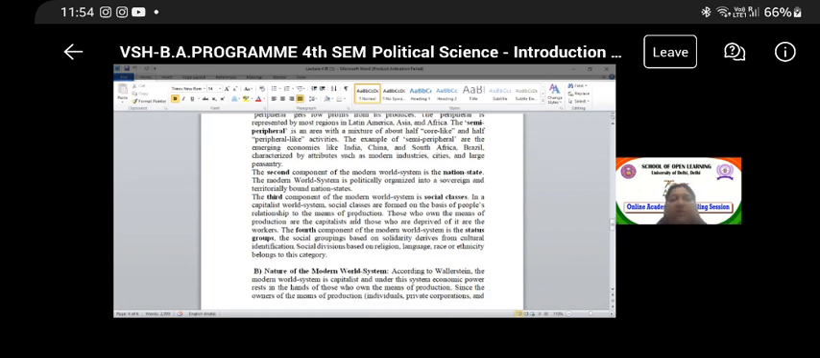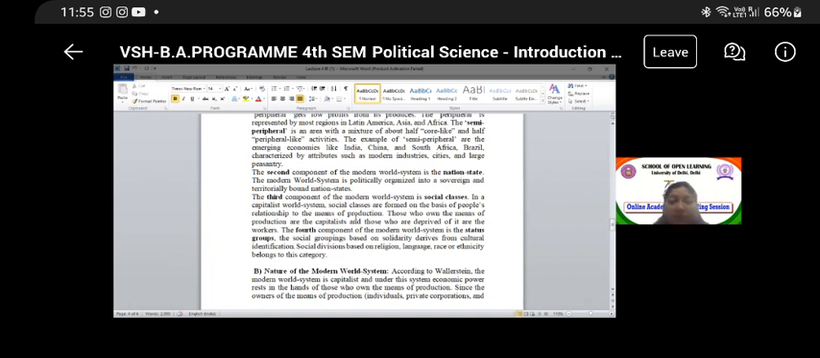The third component of any advanced modern system is social classes. Now, in the capitalist world system, social classes are formed on the basis of people's relationship to the means of production. Those who own the means of production are the capitalists, and those who are deprived of it are workers, or the proletariat. This is also one classification where Marxist terms are used: bourgeois and proletariat, the capitalist and the working class, Punjipati and Shramik.